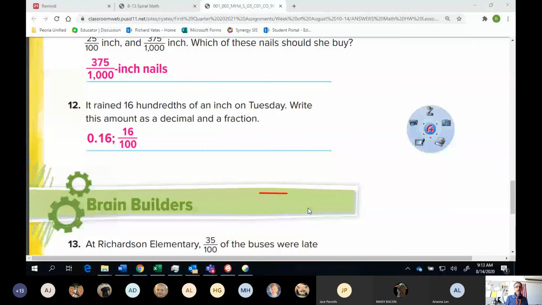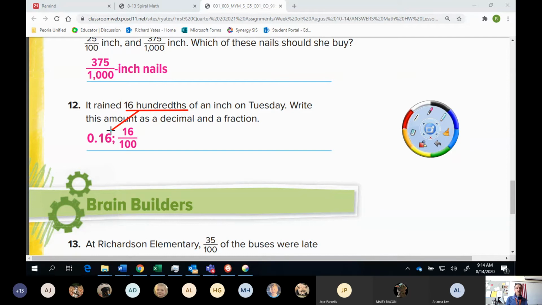It rained 16 hundredths of an inch on Tuesday. Write this amount as a decimal and a fraction. So what we're going to do on this one is write this 16 hundredths right here and turn that into a decimal and a fraction. It's such a freebie when they write it out like this as 16 hundredths. It pretty much tells you how to write it as a decimal. You take a 0, a decimal, you place the 1 in the tenths place and the 6 in the hundredths place. So it becomes 0.16.